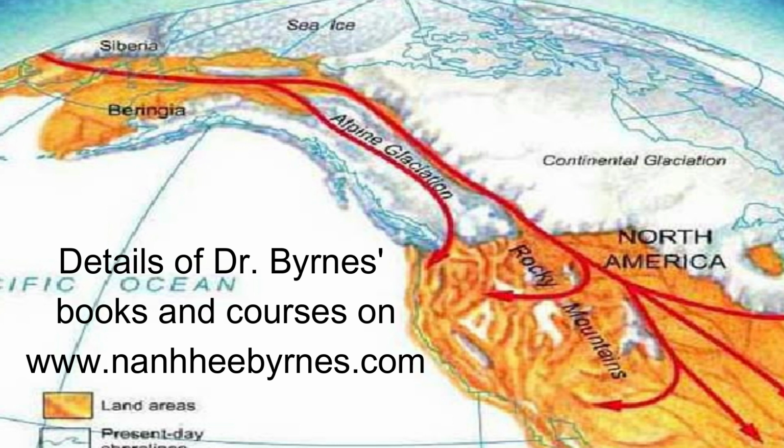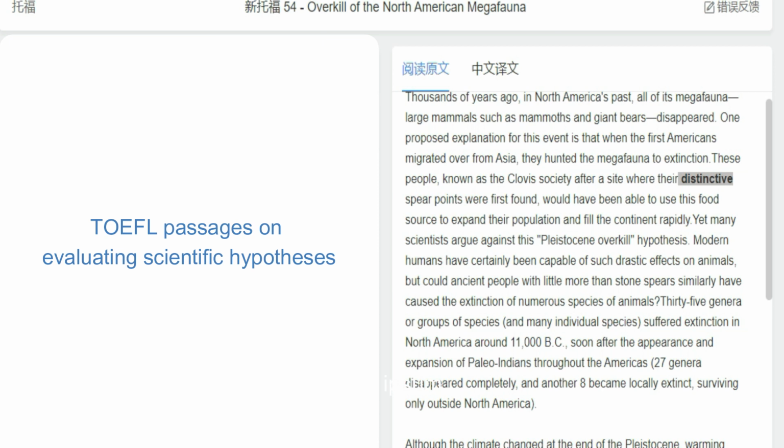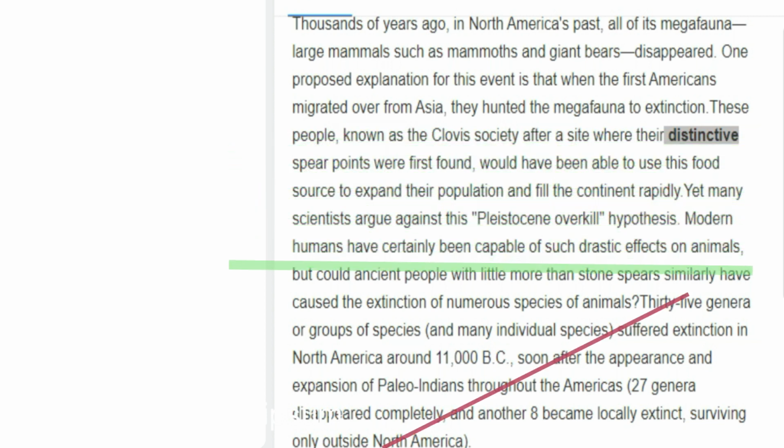Today's passage is titled Overkill of the North American Megafauna. This passage is significant as it resembles the structure of many TOEFL passages, focusing on evaluating a scientific hypothesis. Let's skim the passage. Okay, the rest looks like minor details. As soon as you see numbers or examples, you can skip them as they are minor details.